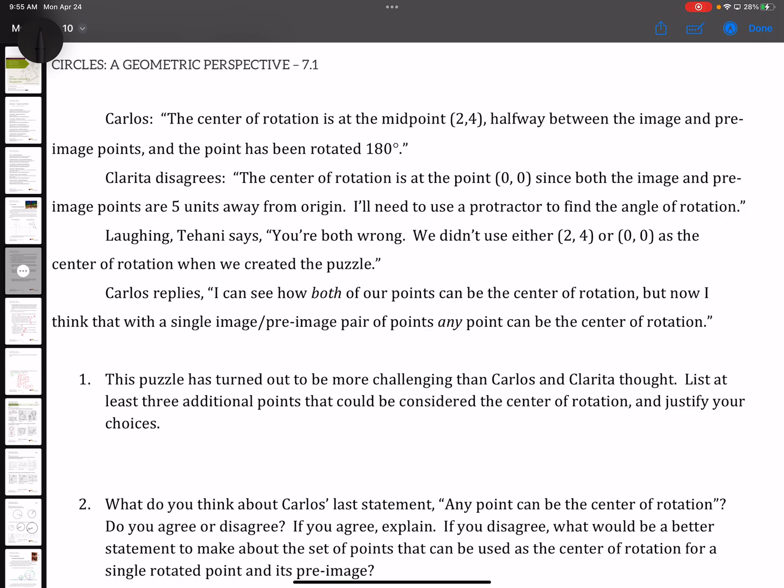And action! The center of rotation is at the midpoint 2-4, halfway between the image and pre-image points, and the point has been rotated 180 degrees. Very nice. Clarita, though, disagrees. The center of rotation is at the point 0, 0. Since both the image and pre-image points are 5 units away from the origin, I'll need to use the protractor to find the angle of rotation.